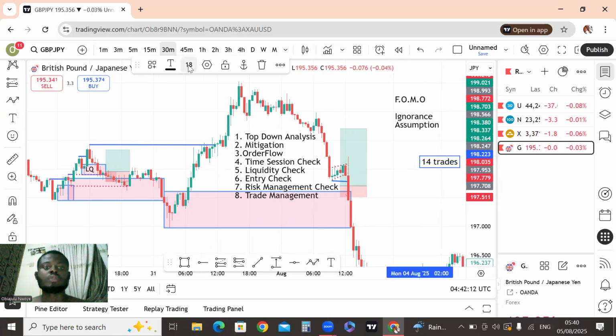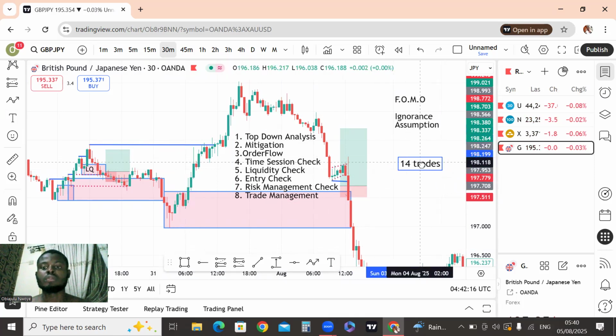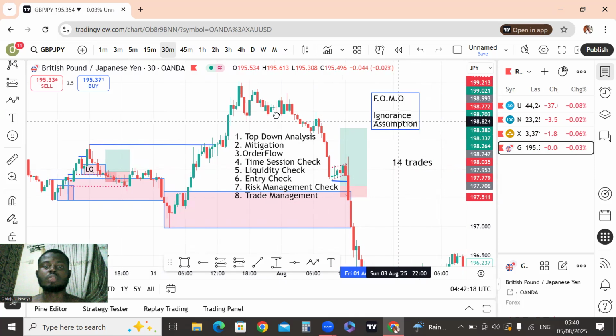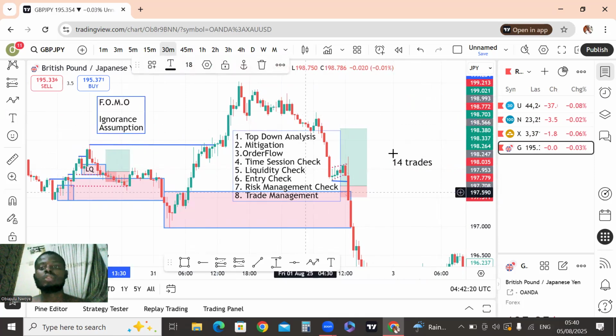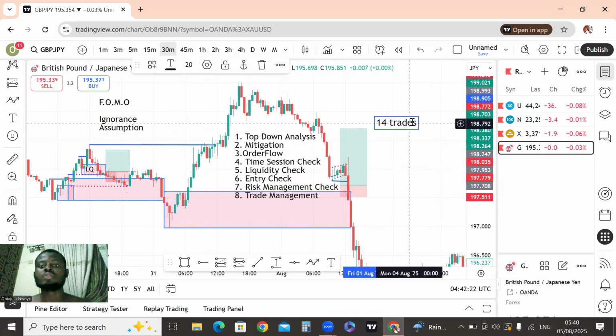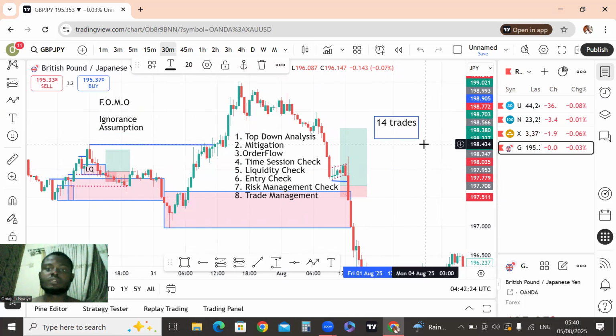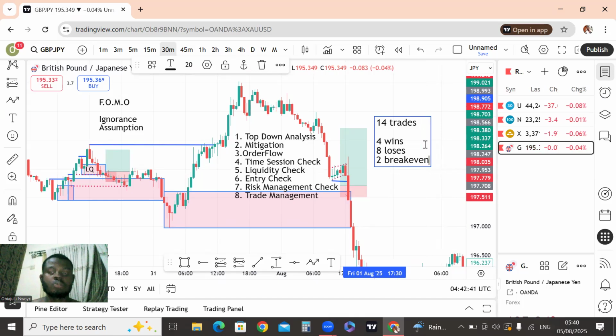I took a total of 14 trades. So these 14 trades, we had 4 wins, I think 8 losses, yes, 8 losses, and then 2 break-evens.